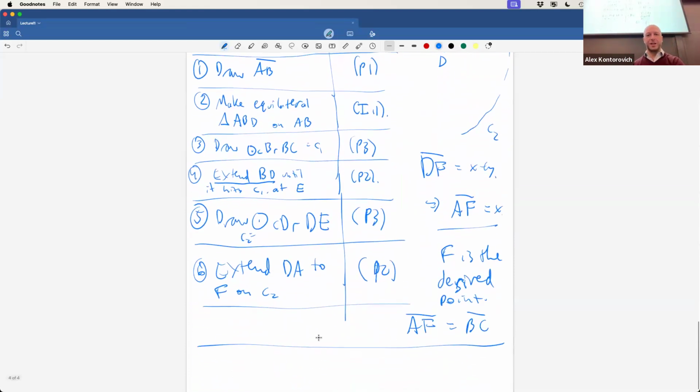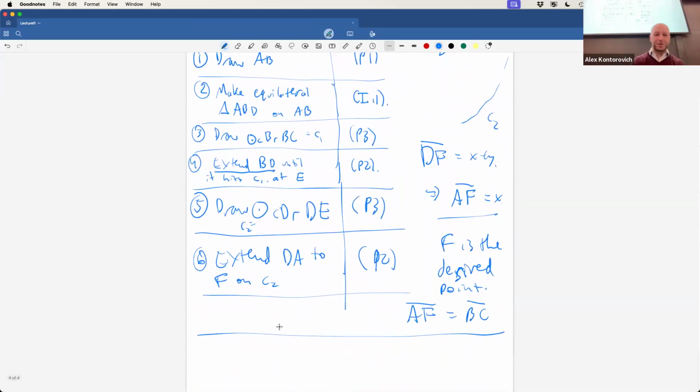Okay. Do we need to see it in GeoGebra? It takes 10 seconds. Yeah, let's see it in GeoGebra.